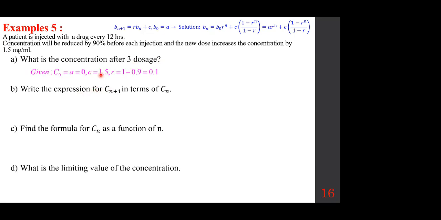N equals 2, we have 10% of 1.5 left, which is 0.15, and we add 1.5, gives us 1.65. So take a look. Number 1 gives us 1.5. Number 2, 10% of this 1.5 gives us another 0.15, adds up to 1.65, because this is 0.15, everybody, okay?